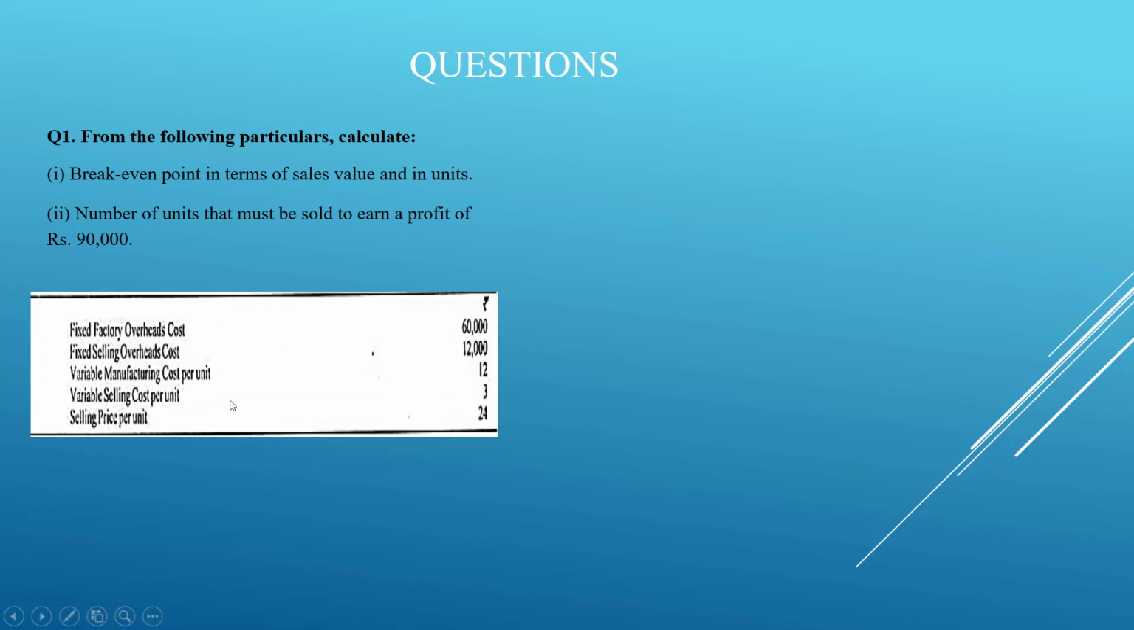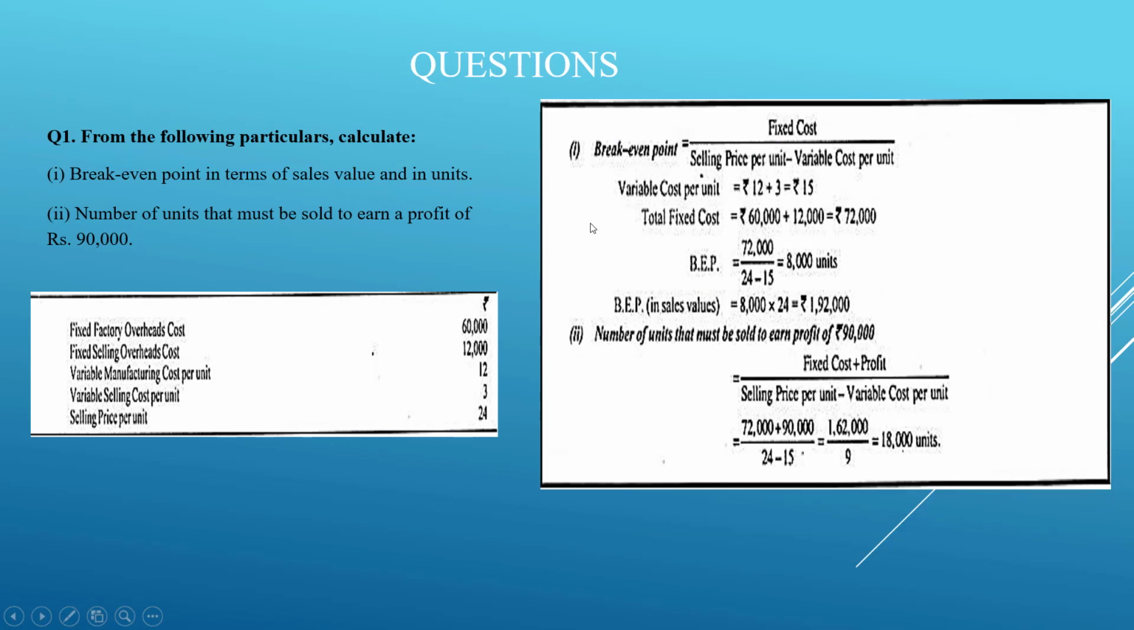Okay, now we'll see the answer for this. These are the particulars given to you. These are the fixed factory overheads, fixed selling overheads. This is the question. Okay, these are the particulars. Now we'll see the answer for this. The first question is break even point. Now break even point has two parts, sales value and units, right? First we'll see in units. After that we will go for rupees.